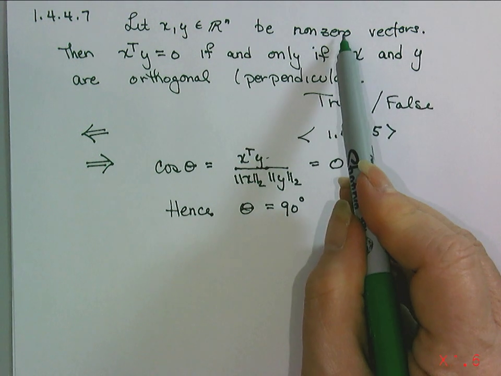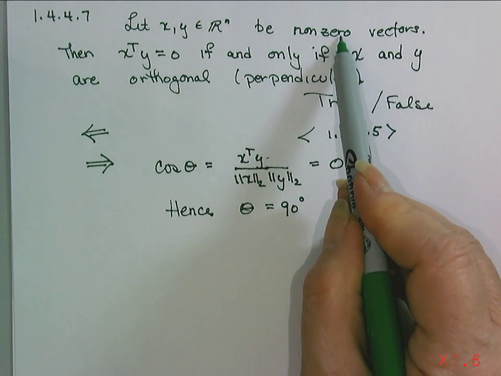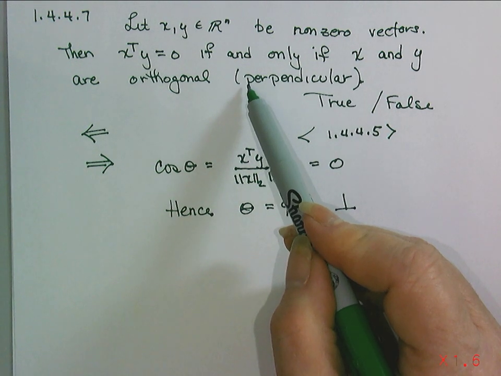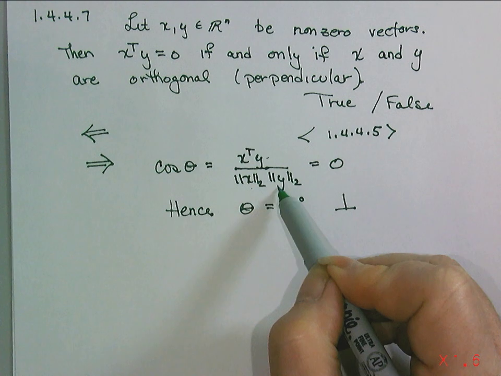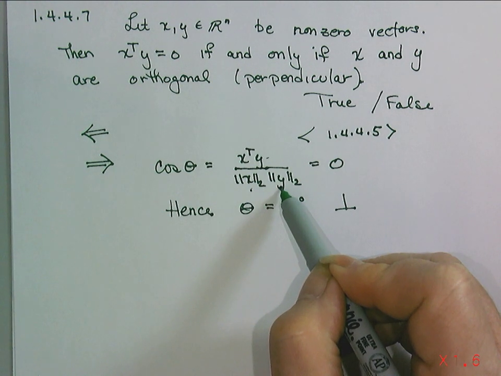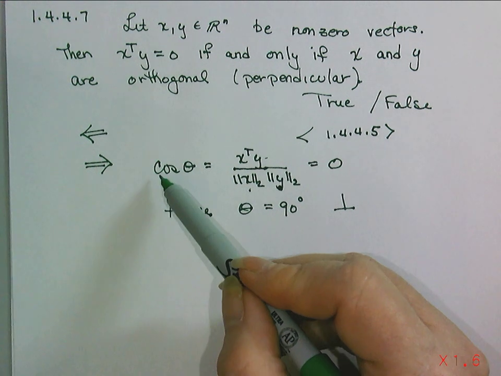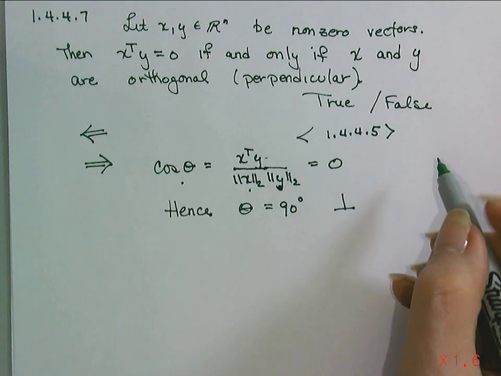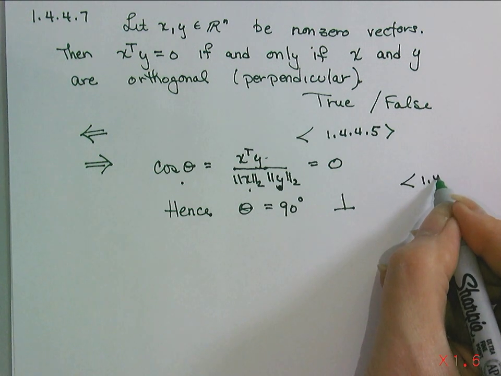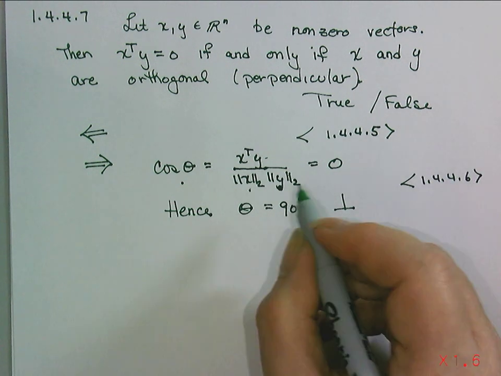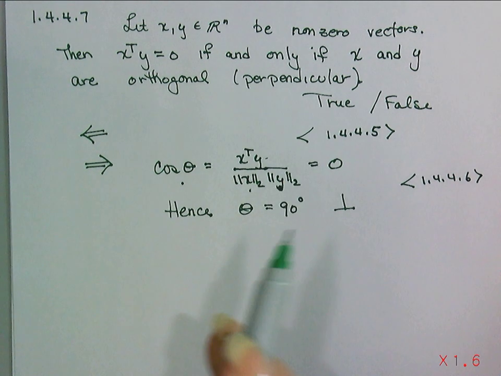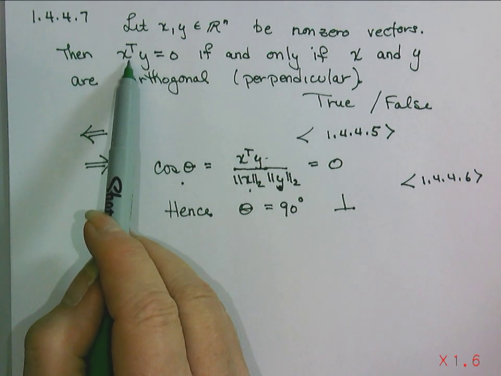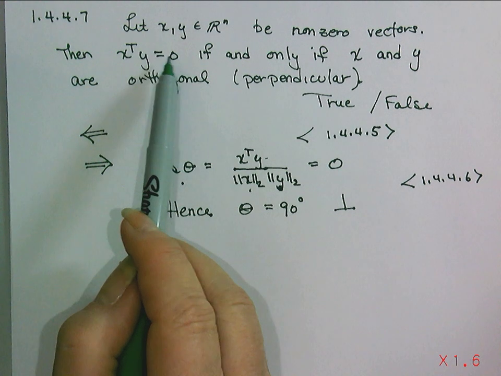Notice also we say that all vectors are orthogonal to the 0 vector. So we didn't even need to be sure that we were dealing with non-zero vectors here. The only reason we included that was because in this particular case, if we were trying to use the last lemma, or the last homework, which was 1.4.4.6, we needed to make sure we were not dividing by 0. But in general, if the dot product of two vectors is 0, the vectors are orthogonal.